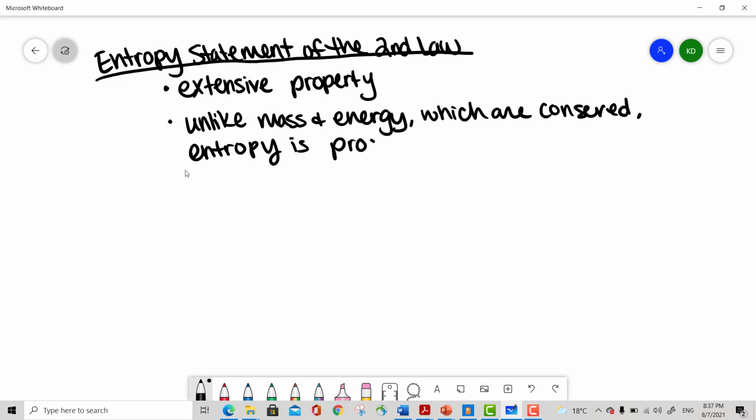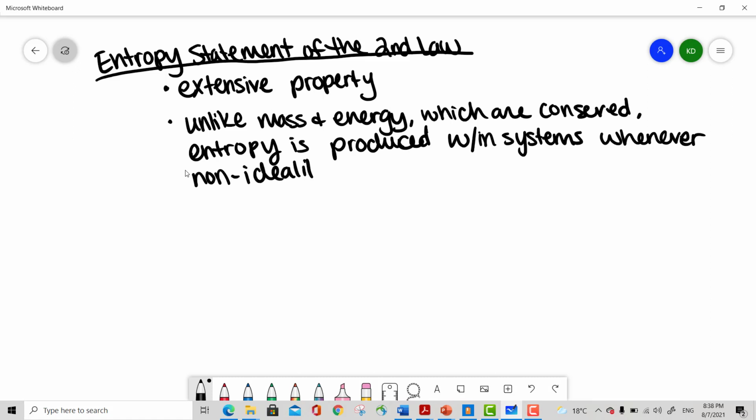is produced. So remember that comparison chart that we just did 20 minutes or so ago that said that entropy is produced, never conserved or decreased. Entropy is produced within systems whenever non-idealities such as friction are present. Okay? And this is the entropy statement.